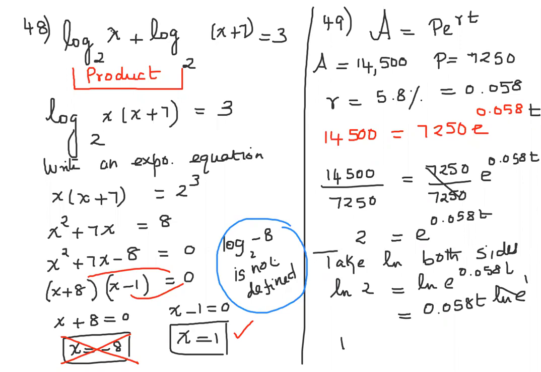So t is going to be ln 2 over 0.058, which when you enter it on your calculator is going to be 11.95 years.